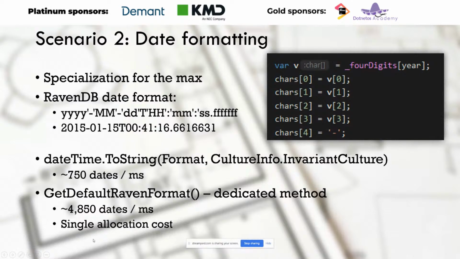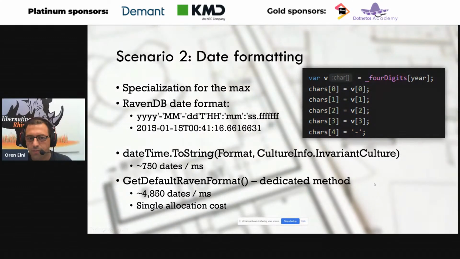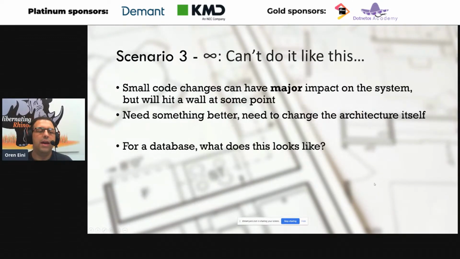And again, we have a single allocation that we have to do, and we're about 6 times faster. And here's the issue. I cannot go on doing that. I told you about the caching and the GC issues. We hit a wall. We need something better. So how do we change the actual architecture?